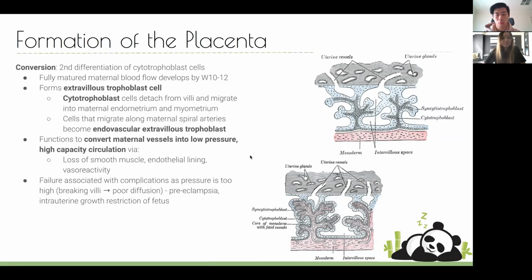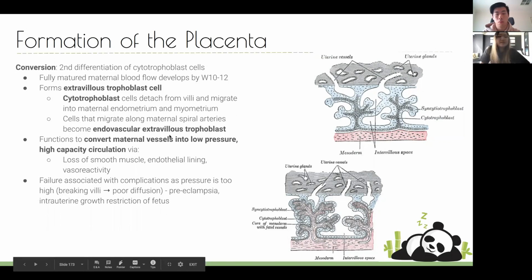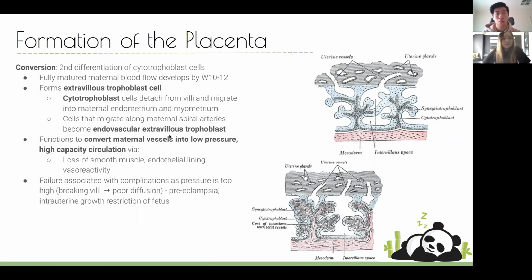Nice. And then they have another process called conversion. And this is your secondary differentiation of cytotrophoblast cells. And the whole purpose of conversion is to make sure that the maternal blood in this space here, in this space here, in this space here, is at a low pressure. And that's important because there's a lot of blood there, and when the pressure is too high, you have the villi breaking, you have poor diffusion, and that can cause a whole lot of issues.